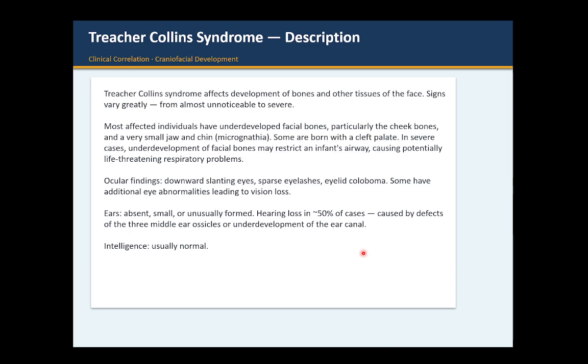Ocular findings: downward slanting eyes, sparse eyelashes, eyelid coloboma. Some have additional eye abnormalities leading to vision loss. Ears absent, small or unusually formed, with hearing loss in 50% of cases caused by defects of the three middle ear ossicles, especially the malleus and incus, and underdevelopment of the external auditory meatus, which is the ear canal. Intelligence is usually normal. Thank you very much. We'll stop here.